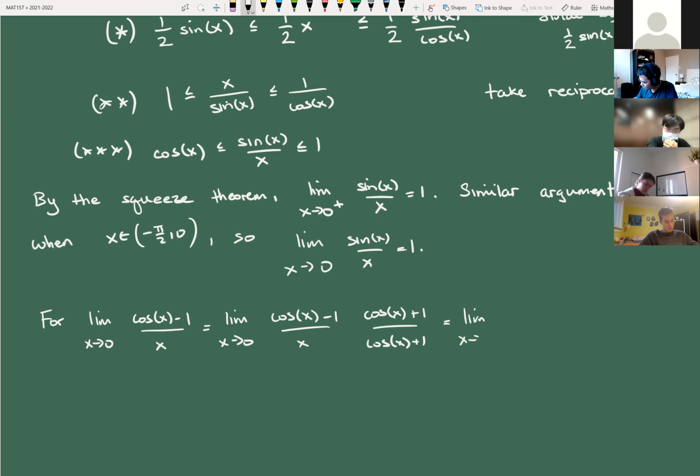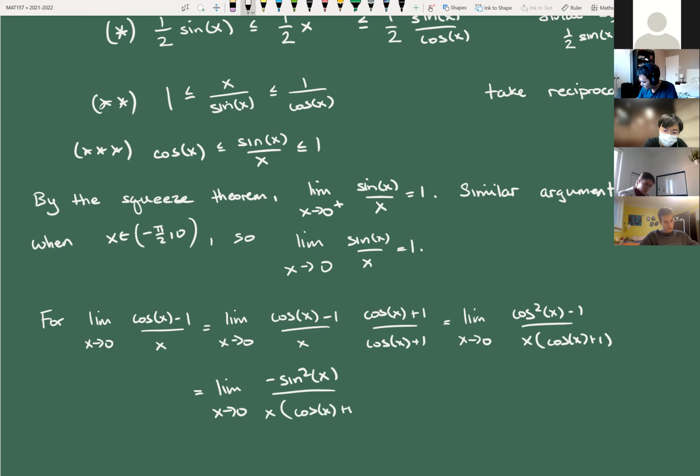And the reason is that when you do this, you get cos squared x minus 1 divided by x times cos x plus 1. Cos squared minus 1 is negative sine squared. And so that's why we would normally do 1 minus cos x, so that instead of getting negative sine squared, you get positive sine squared, but whatever, it doesn't matter. We're going to show it's equal to 0.